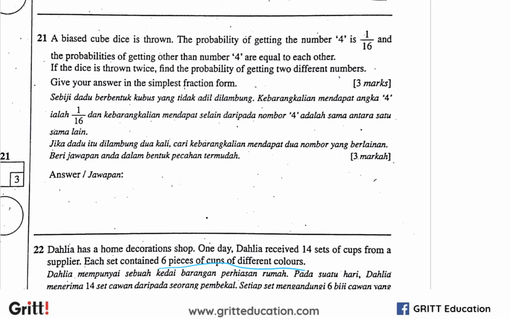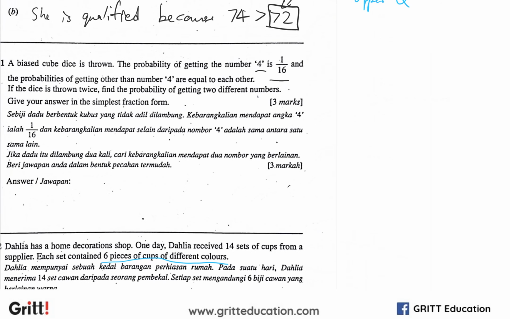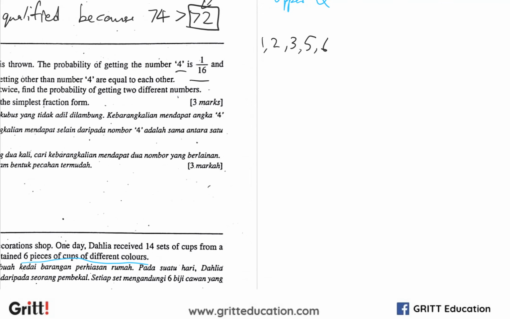So the way you want to answer this is, you want to find the probabilities of the other numbers. They told you that to get a number 4, the probability is 1/16, whereas the others are equal to each other. So we want to find the probabilities of getting the numbers 1, 2, 3, 5, and 6. We all know that the probabilities of getting 1, 2, 3, 4, 5, 6, if you add them up, you should get 1.